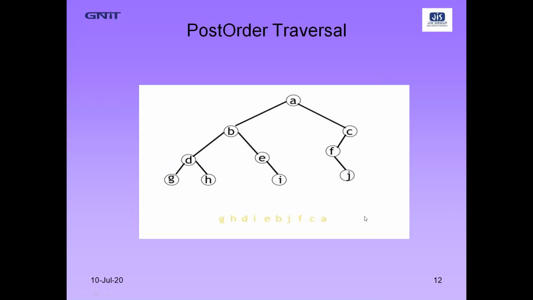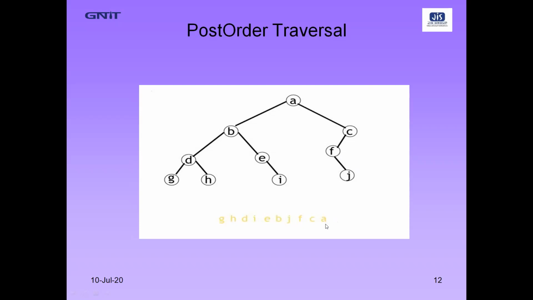In the post order traversal, at first we visit the left subtree of the whole tree in post order way. Then we visit the right subtree of the whole tree in post order way. And finally we visit the root node of the tree. Here in this tree, root node is A. So A is visited at last position.